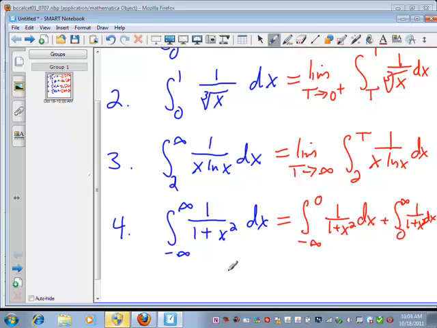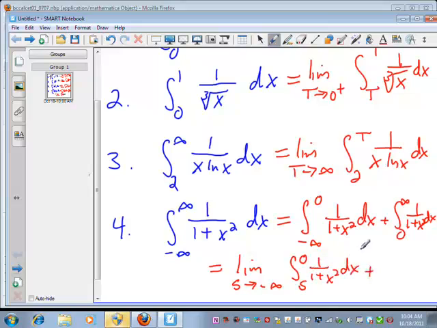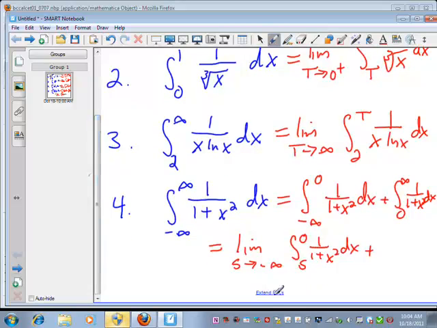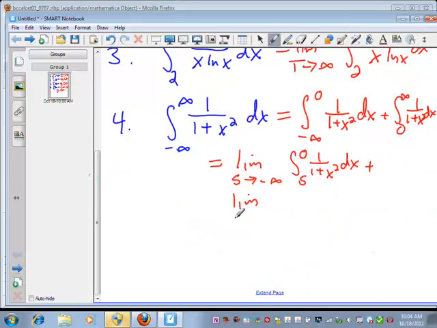And so these things are defined, right? This is equal to the limit as s tends to minus infinity of the integral from s to 0 of 1 over 1 plus x squared dx plus the limit as t tends to infinity of the integral from 0 to t of 1 over 1 plus x squared dx. So we just do them separately. I'll take any questions about any of those definitions.